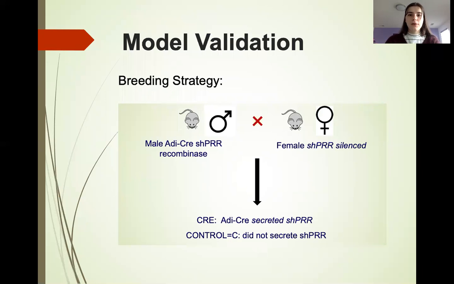And now for my model validation to test if my actual model works. I basically crossed a male Cre mouse with a female sHPRR mouse, which had a silenced gene, and it created my Cre mice, my experimental mice that oversecrete sHPRR, and my control mice, which don't secrete sHPRR.